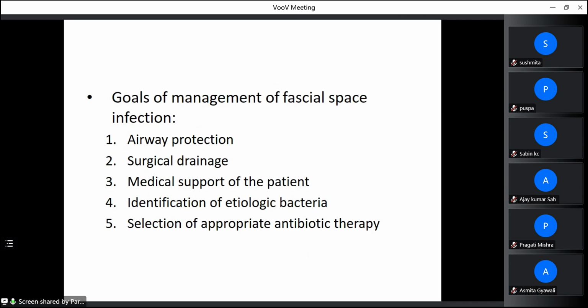The goals of management of facial space infection are airway protection, surgical drainage, medical support of the patient, identification of the etiologic bacteria, and selection of appropriate antibiotic therapy.